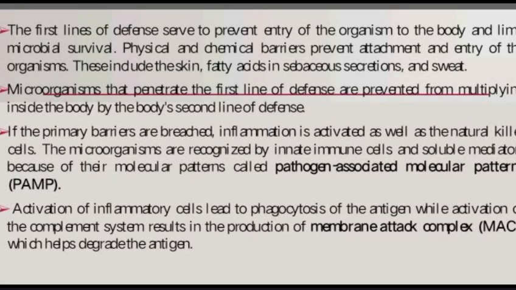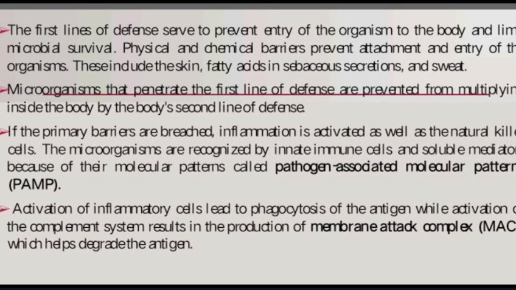The first lines of defense serve to prevent entry of the organism into the body and limit microbial survival. Physical and chemical barriers prevent attachment and entry of the organisms. These include the skin, fatty acids in sebaceous secretions, and sweat. Microorganisms that penetrate the first line of defense are prevented from multiplying inside the body by the body's second line of defense. If the primary barriers are breached, inflammation is activated, as well as the natural killer cells.